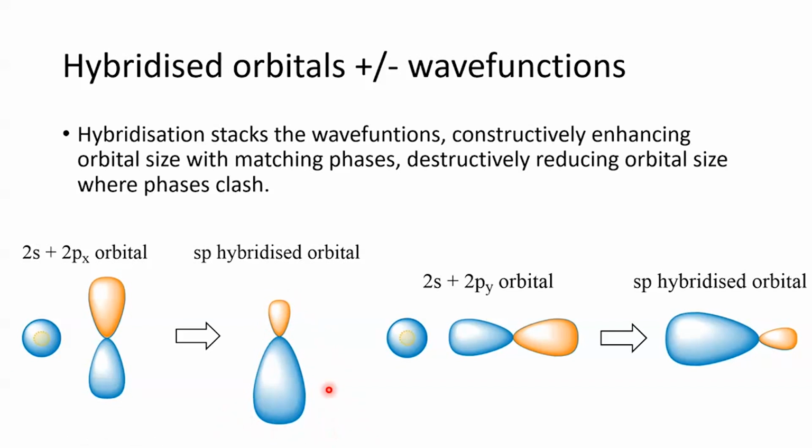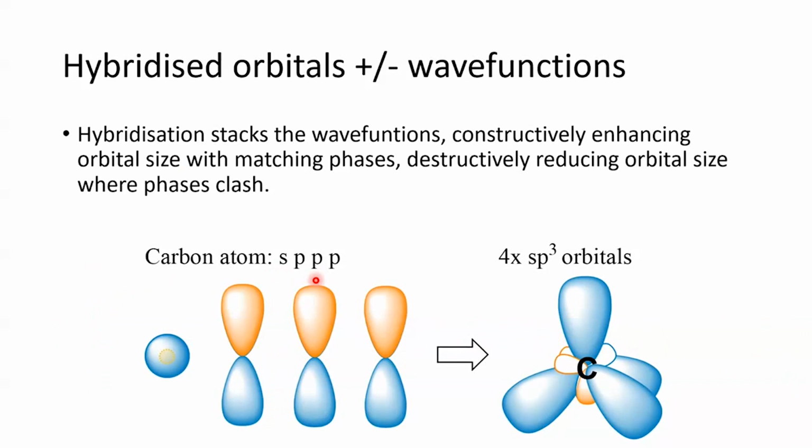So our sp hybridized orbital somewhat resembles the p orbital, but we've enhanced the negative lobe and we've shrunk down the positive lobe. We can complete that. So if this is the 2px orbital, we can do exactly the same thing for the 2py orbital. It'll look exactly the same, but it'll be aligned down a different three-dimensional axis.